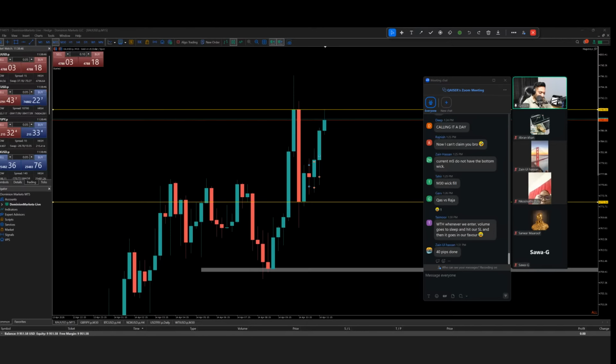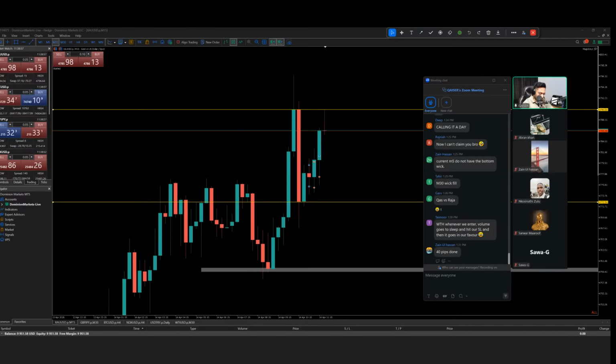Okay, looking at Telegram right now. It didn't post the chart, but yeah, I definitely took a buy above the previous candle high. Yeah, I knew that.